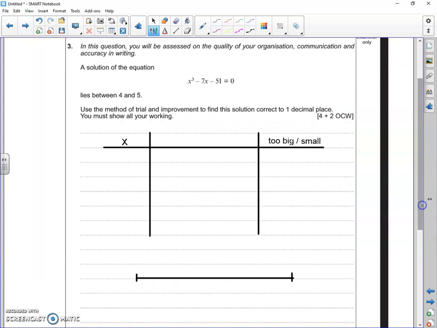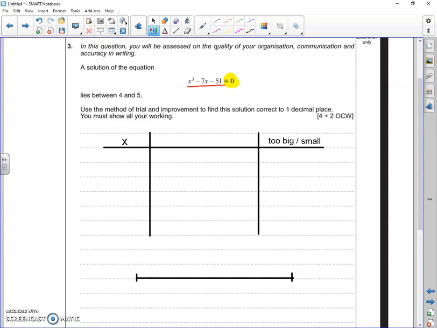Right, number 3, this is trial and improvement, normally worth 4 marks, but this time is actually worth 6. So the OCW just means that you're laying your answer out in an organised way, which basically means put it in a table, and I've got my table ready. The formula we've got to put our numbers into is x cubed minus 7x minus 51. 0 is our target number, so anything bigger than 0 is too big. Anything negative will be too small, and I fill that in the last column of the table.